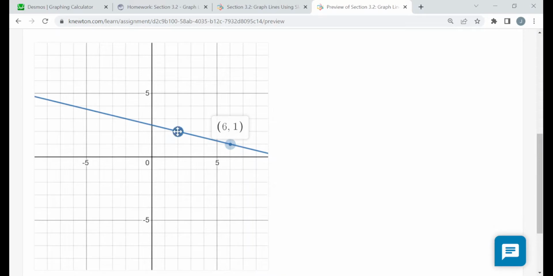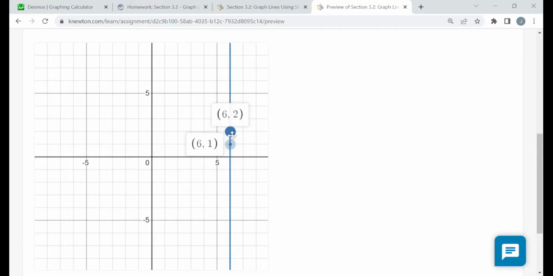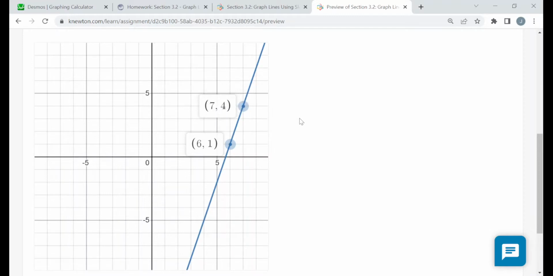I'll move the other point to the same place, and then from there, the slope is positive 3. So up 3 units, right 1 unit. Remember the denominator would be positive 1. So rise positive 3, run positive 1. That takes me to the point 7, 4. And there we have it, the line containing the point 6, 1 that has a slope of positive 3.